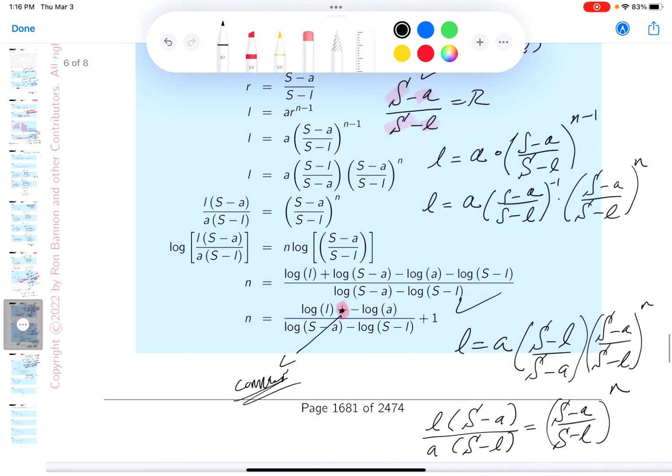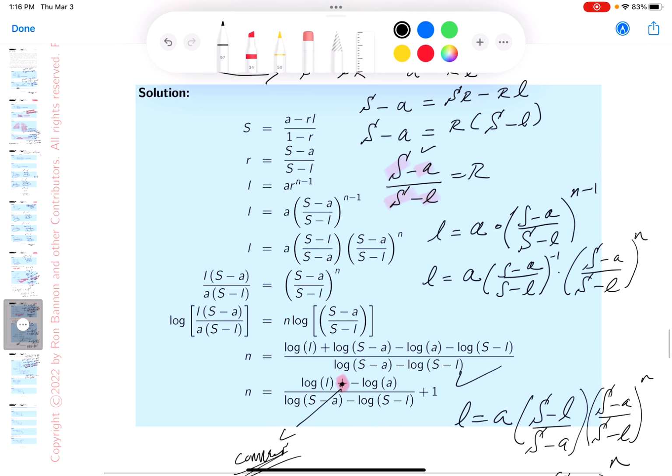I got to make a correction, though, and this is problem number 18. Make a correction. I'll make the correction now. Thank you.